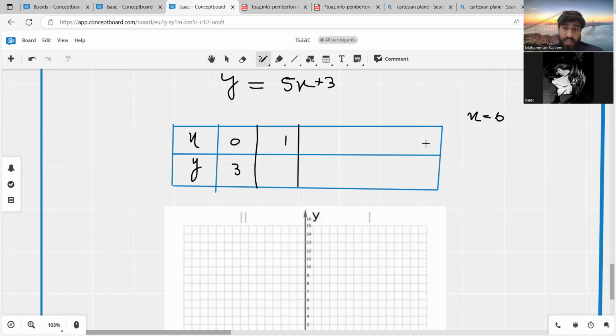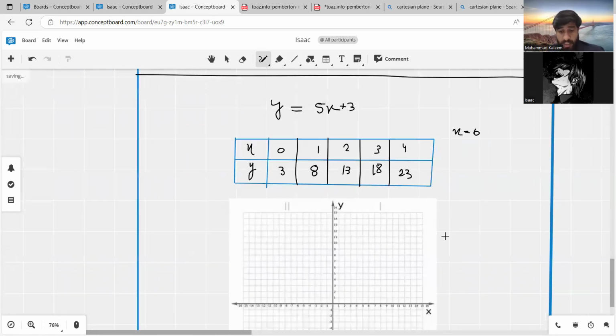So at 1, what will the value of y? 8. Am I right? I'm not calculating it here because you told me you remember how we can calculate it. So at 2 it will be 13. At 3 it will be 18. At 4 it will be 23. So we need only 2 points.